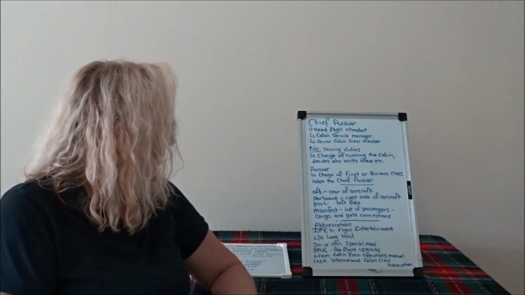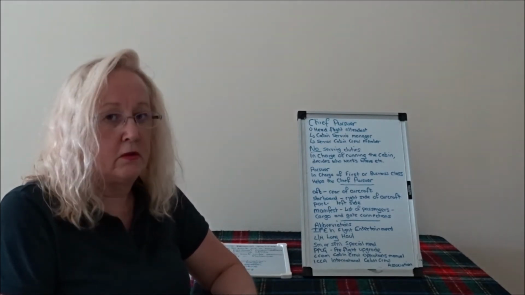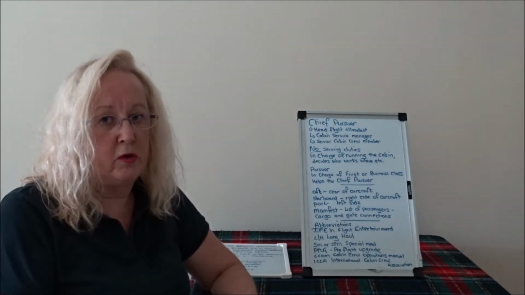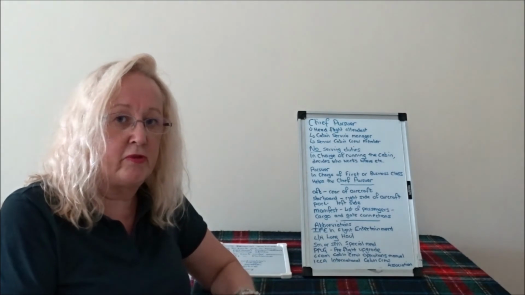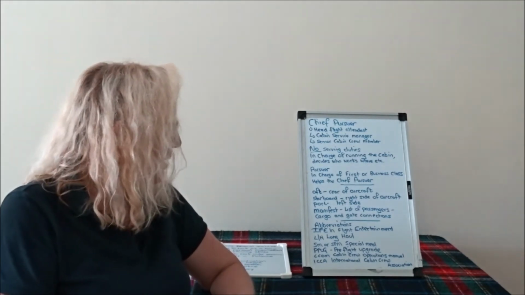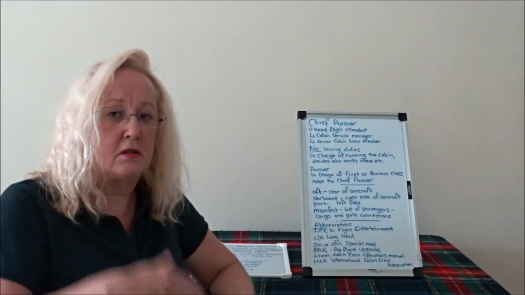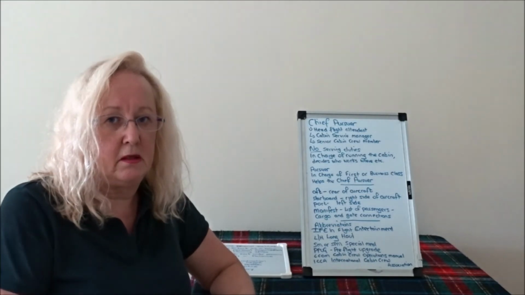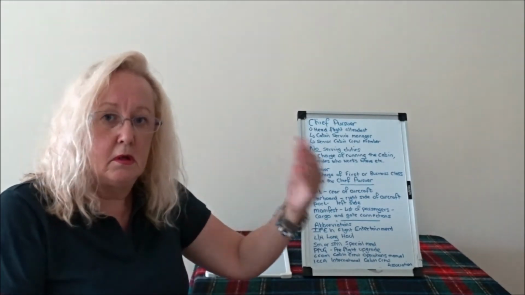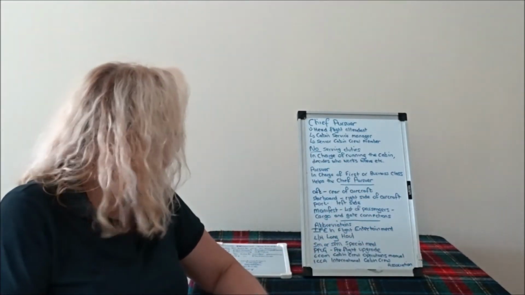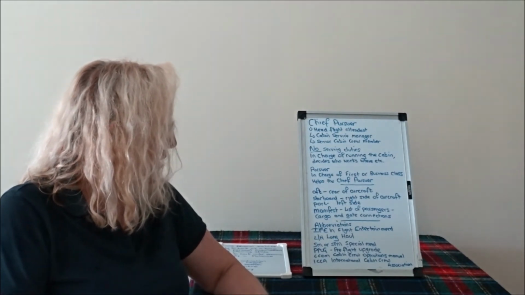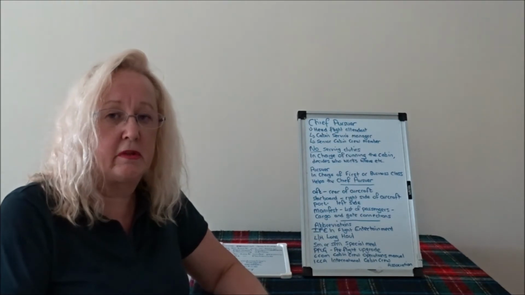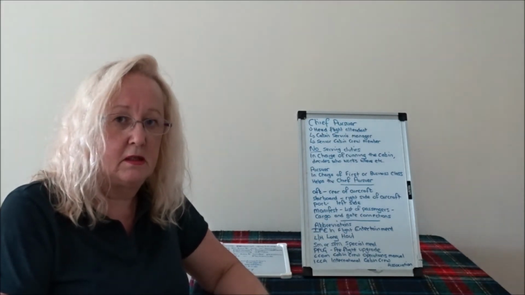So now what I'd like to go on to is some other words that you may not be aware of. The first one is aft, which basically means the rear of the plane. Starboard, which is the right side of the plane. Port, the left side of the plane. And the manifest is a list of passengers, cargo, and gate connections to do with that particular flight.